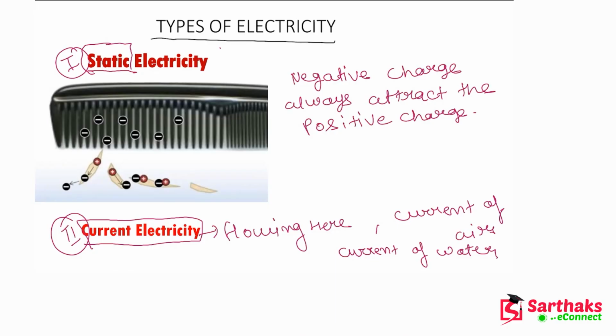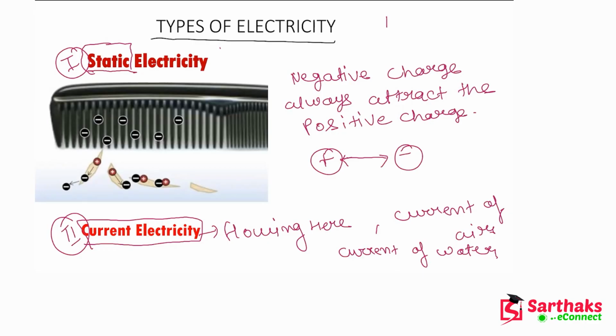So here you can see that the charges are not flowing, they are stable at their positions, but even then you can see that there is some force between negative and positive charges. So this is known as static electricity. Let's suppose this is your positive charge, this is your negative charge, and these charges are getting attracted towards each other. But what happens if both the charges are of the same nature?